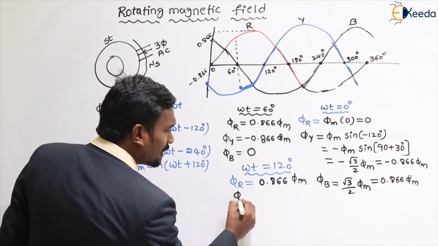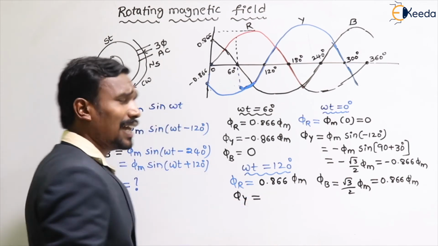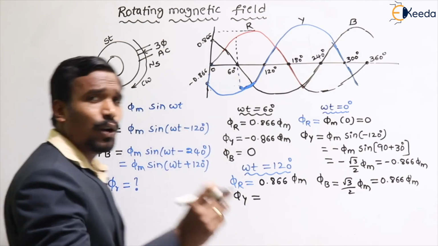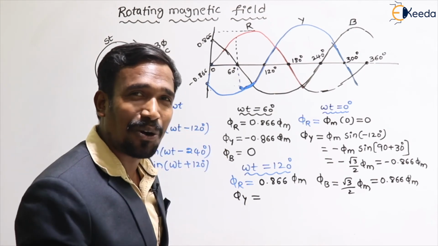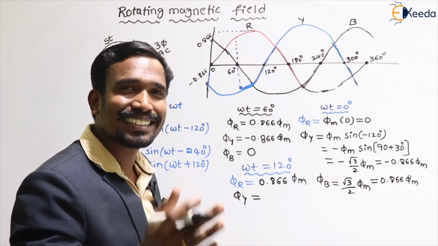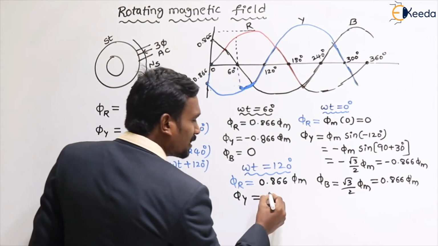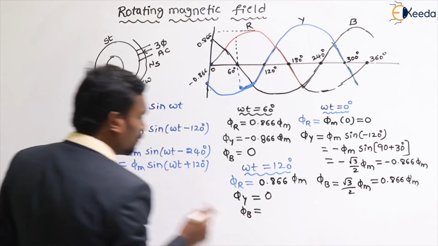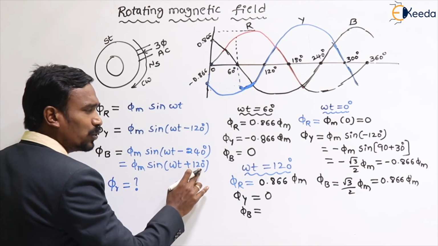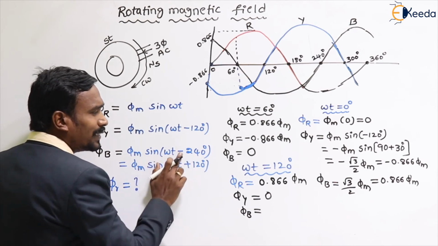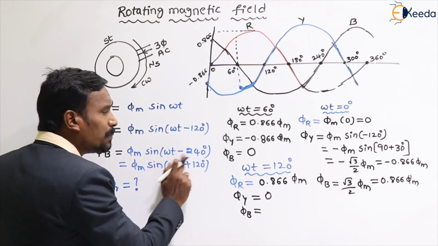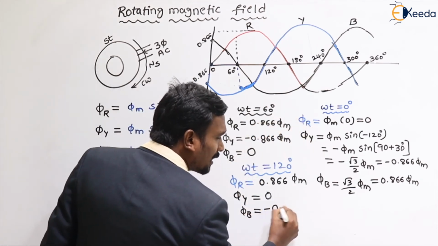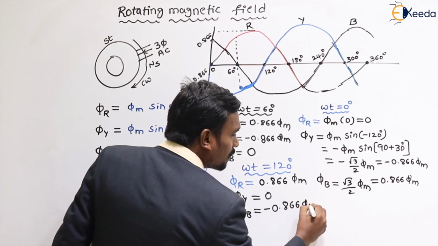What about the Y phase? The Y phase is 120 minus 120, which is 0. When sine is 0, our answer is 0. Very simple, 0. And what is phi B? Phi B is 120 plus 120, 240. Otherwise, 120 minus 240 is minus 120. You know the minus 120 value already, 0.866 times phi m.